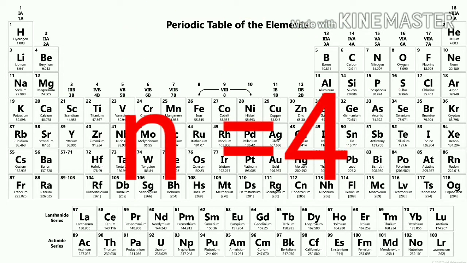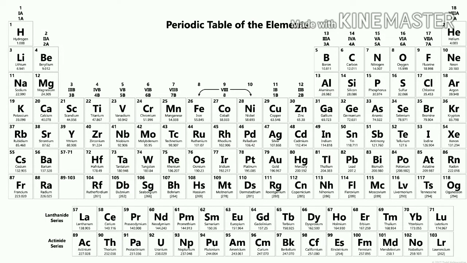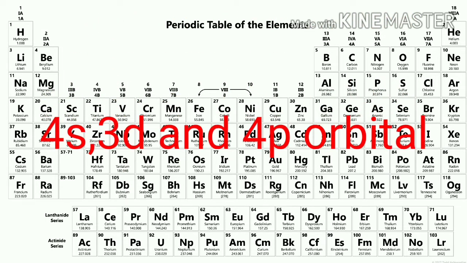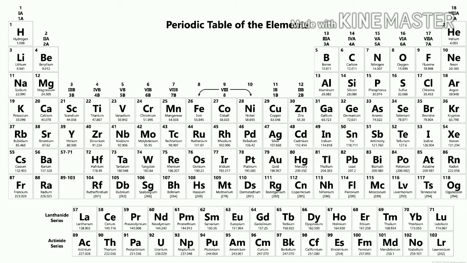This period involves filling of electron in 4s, 3d and 4p orbital. This point is clearly explained by the electronic configuration of elements present in this period. Now take the electronic configuration of potassium. The electronic configuration of potassium is 1s2, 2s2, 2p6, 3s2, 3p6, 4s1.